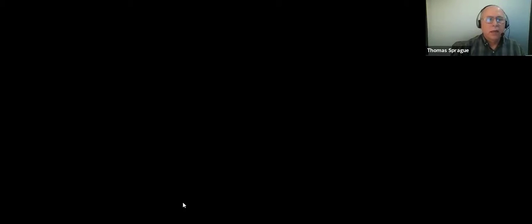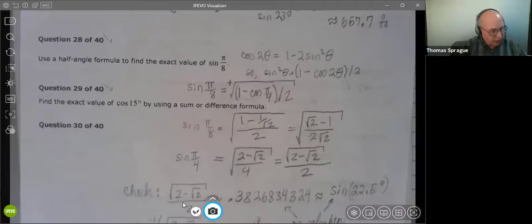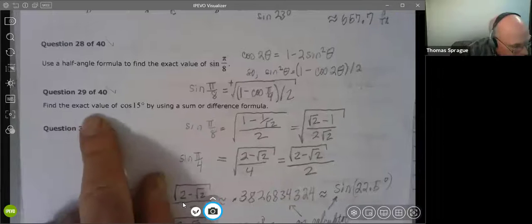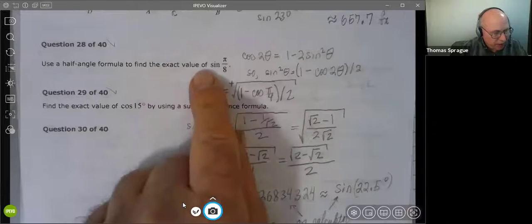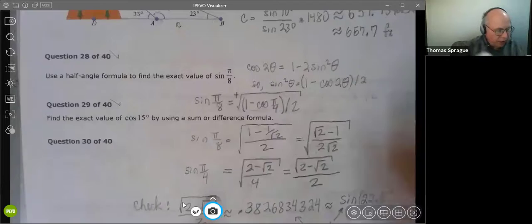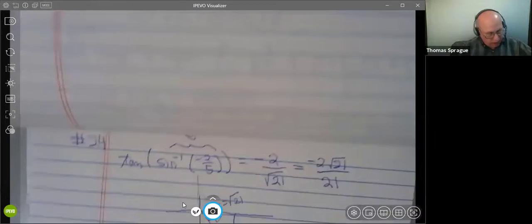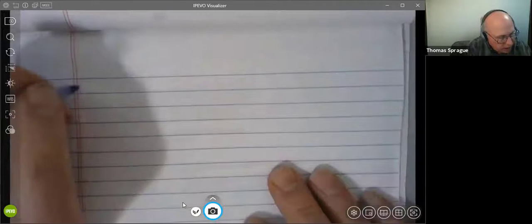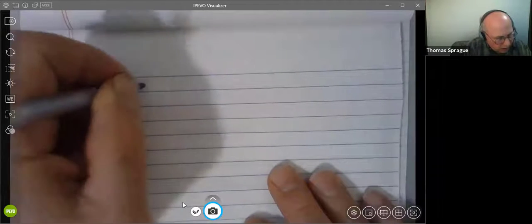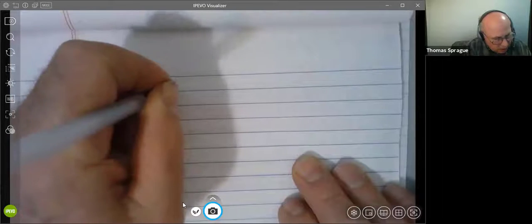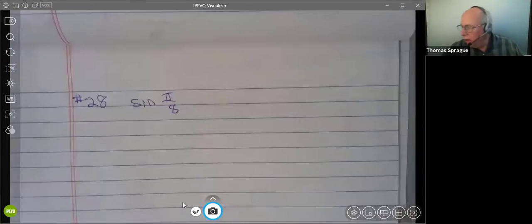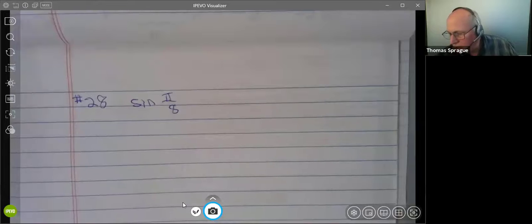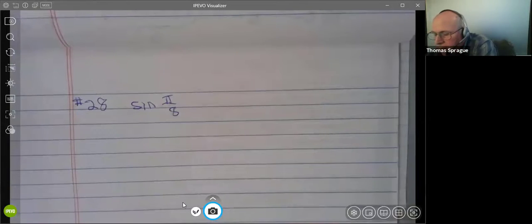next is 28. 28 asks us to use a half angle formula to find the exact value of sine of pi over 8. Okay, now there's two ways of approaching this. One would be just to quote the half angle formula.